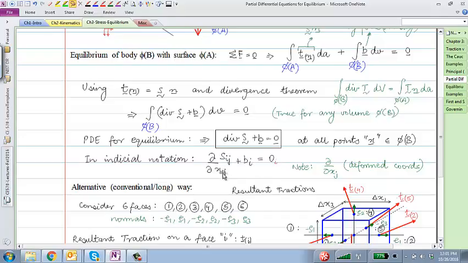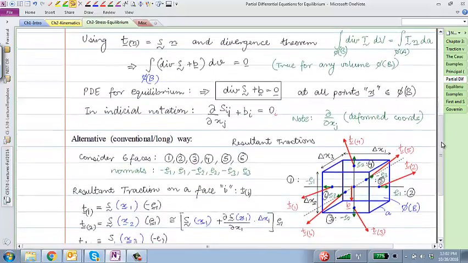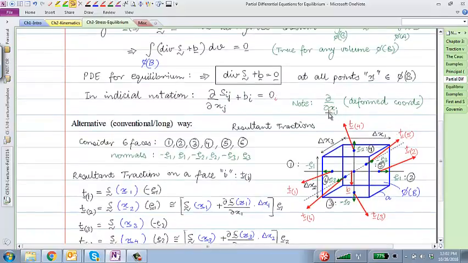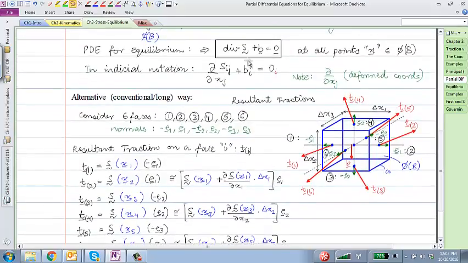j is the repeated index here, so there's really three terms here. Partial of Si1 with respect to x1, Si2 with respect to x2, and Si3 with respect to x3. All those three get summed up, plus B1 equal to 0. And then of course you write that for the three directions. Another important point to note, these derivatives are with respect to the deformed coordinates, not with respect to the undeformed coordinates. These are not partial zj, partial xj.